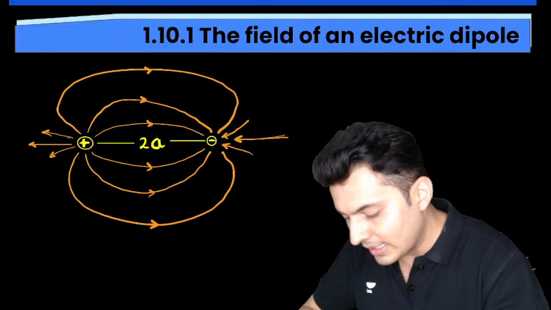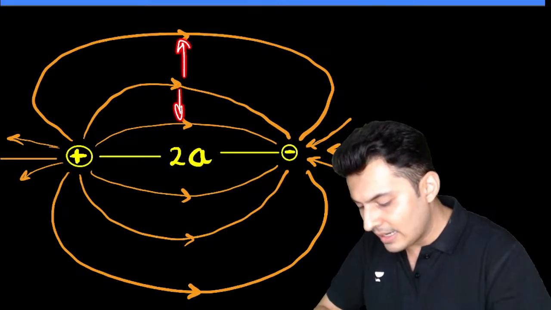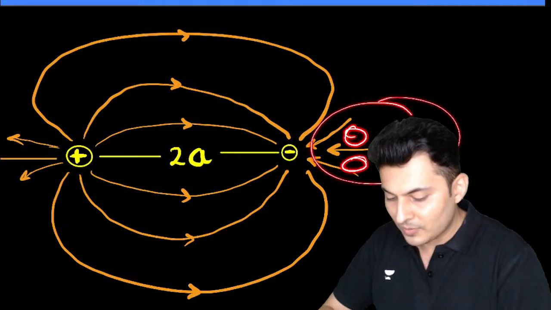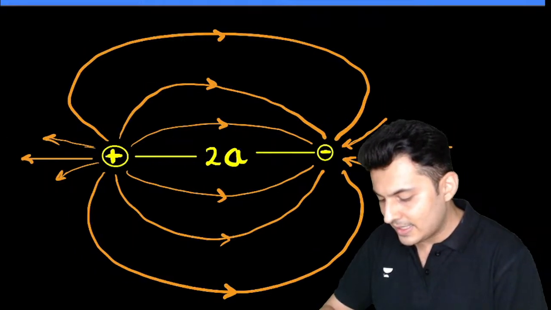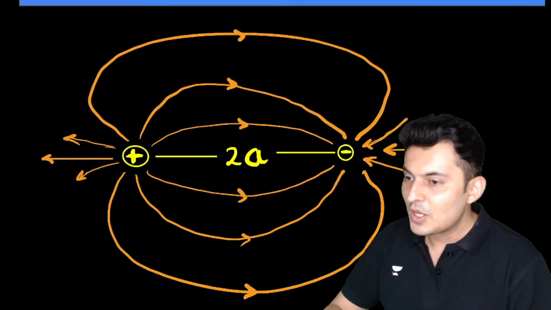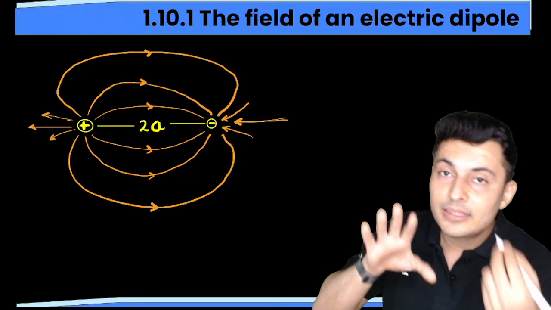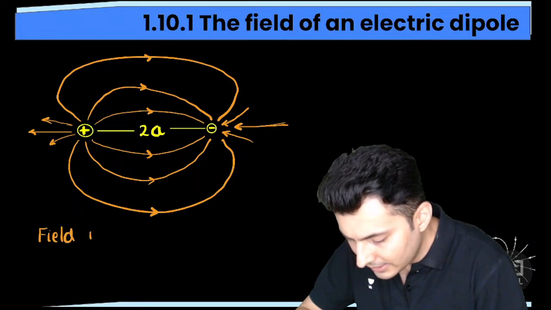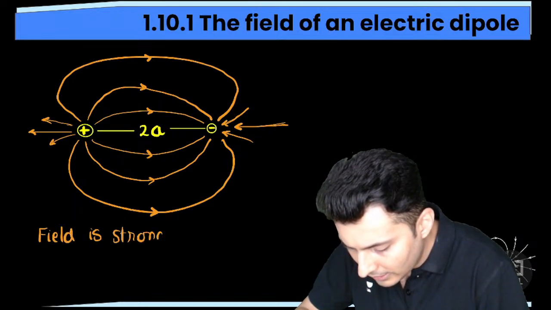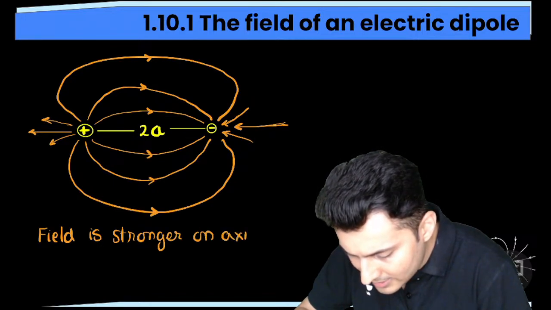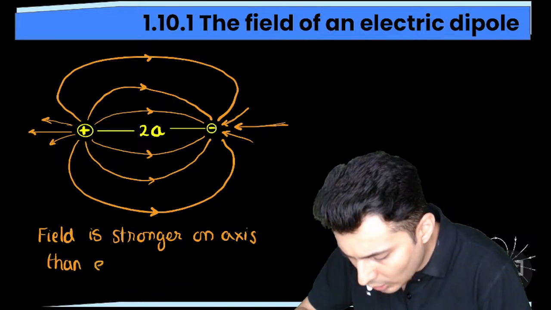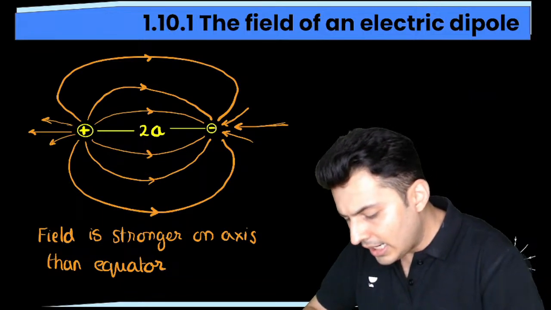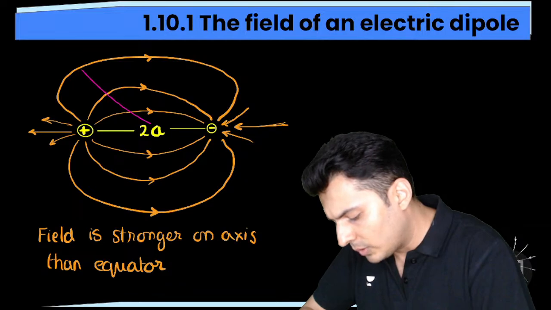If you notice one thing very clearly, at these positions the field lines have gone far away from each other, whereas over here you can see they are very close. Their separation is definitely less over here. So definitely it is stronger on the axis than on the equator. So that's the first conclusion that I will draw: the field is definitely stronger on the axis than the equator. Now imagine I take any random point from the center of the dipole.